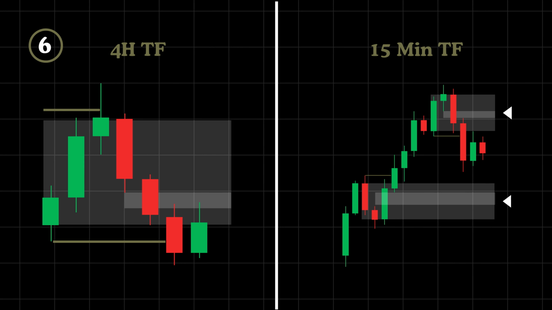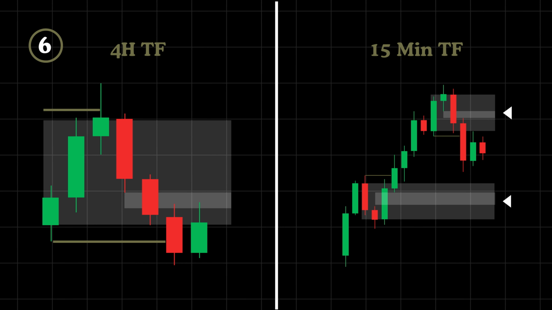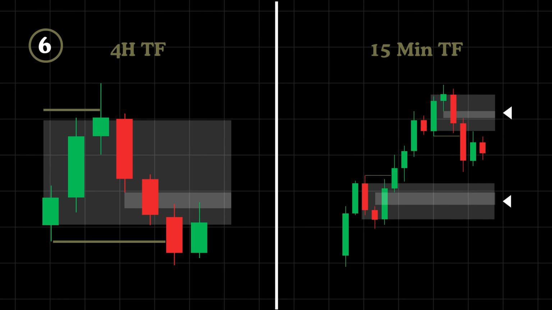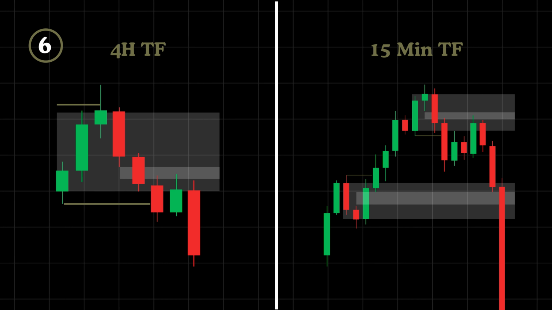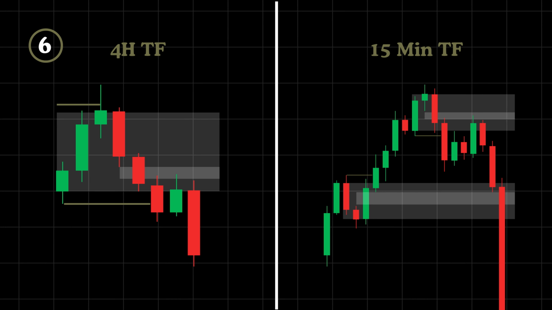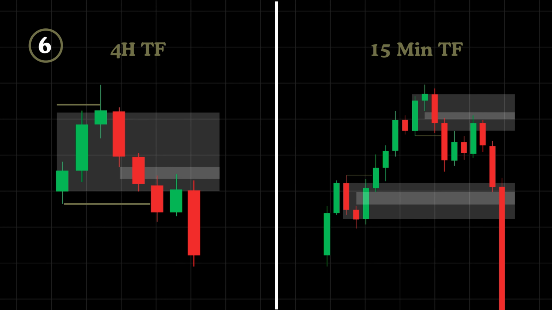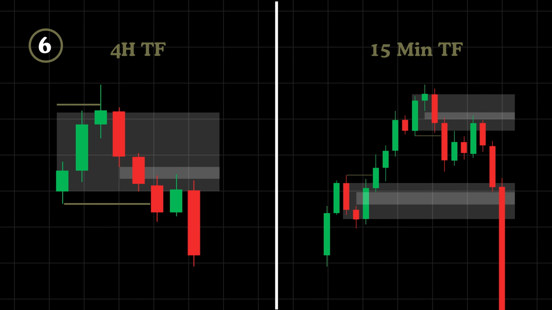This is because it formed during a move that respected the 4-hour bearish fair value gap, placing it in alignment with the higher time frame structure. Moving forward in time confirms this. Price tapped into the bearish order block and then drove sharply lower, completely disregarding the bullish order block.